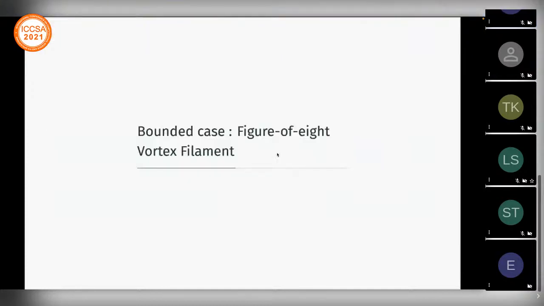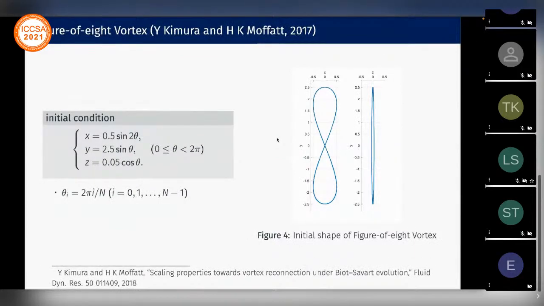Next I will show the case study of the closed case with the figure of 8 vortex filament. This is the initial shape of the figure of 8 vortex filament. The left-hand side is the initial condition we showed in this slide. And here is the way we do the discretization. We discretize theta by 2 pi i divided by n. This figure of 8 vortex filament was proposed by Kerr and Moffatt in 2007.